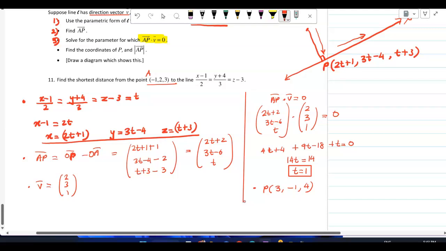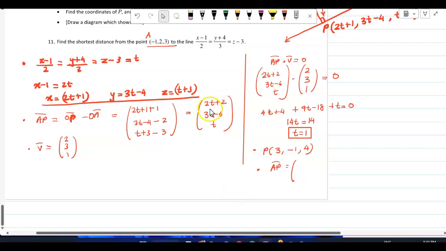How do you find the magnitude of AP? You have vector AP. Put t is equal to 1 over here. It's equivalent to the distance formula, but don't think like that. So what's your AP if you put t is equal to 1? 4, minus 3, and 1. So the magnitude of AP would be the root of 16 plus 9 plus 1, which is root of 26.